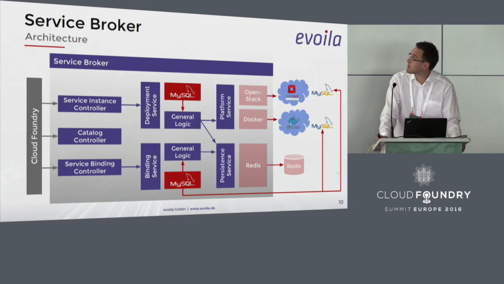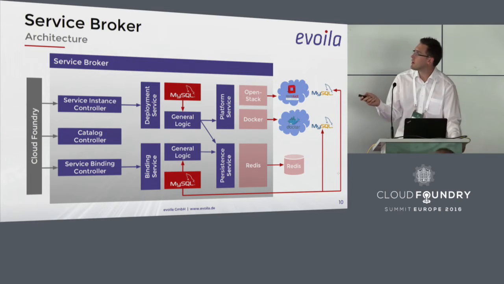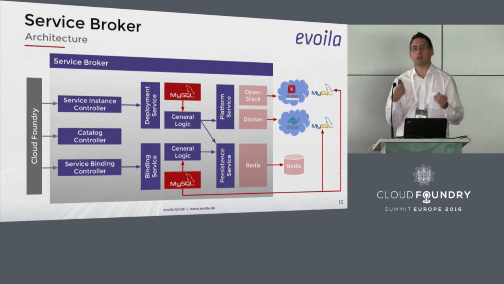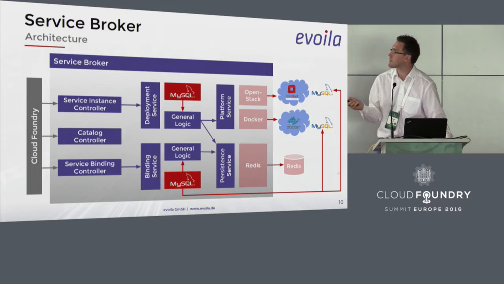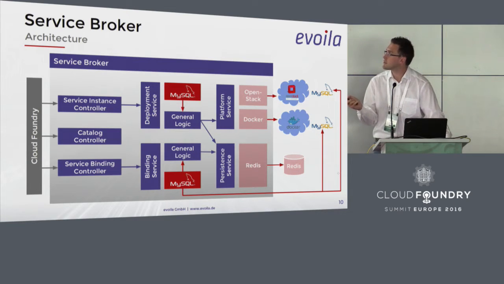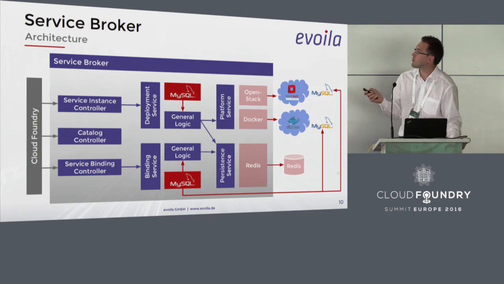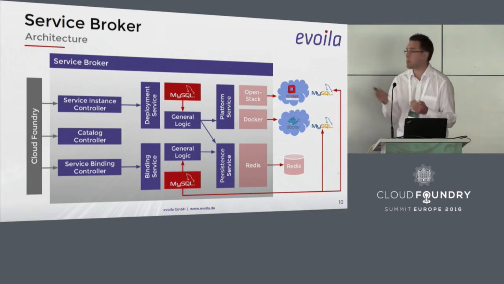Let's take a deeper look into it. If you have your service broker, you have to deal with the catalogs. You have to tell the cloud controller how to access services, which services are there, and what is interesting for the marketplace. That's done by the catalog controller. You have the service instance controller doing the instance creation using a deployment service, and here some kind of platform service which does the deployment on some platform.